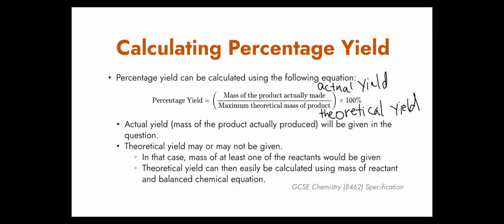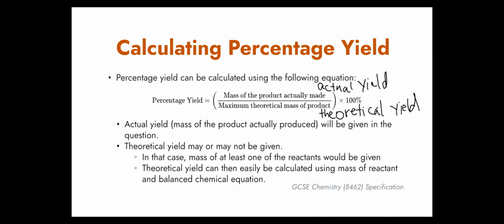Now, the actual yield or the actual mass of the product will always be given to you in the question. Usually it is the theoretical yield that will not be given to you, and you would be expected to find it. So if theoretical yield is not given, you will be given the mass of at least one of the reactants, and using the balanced chemical equation, you can easily find out the theoretical yield.